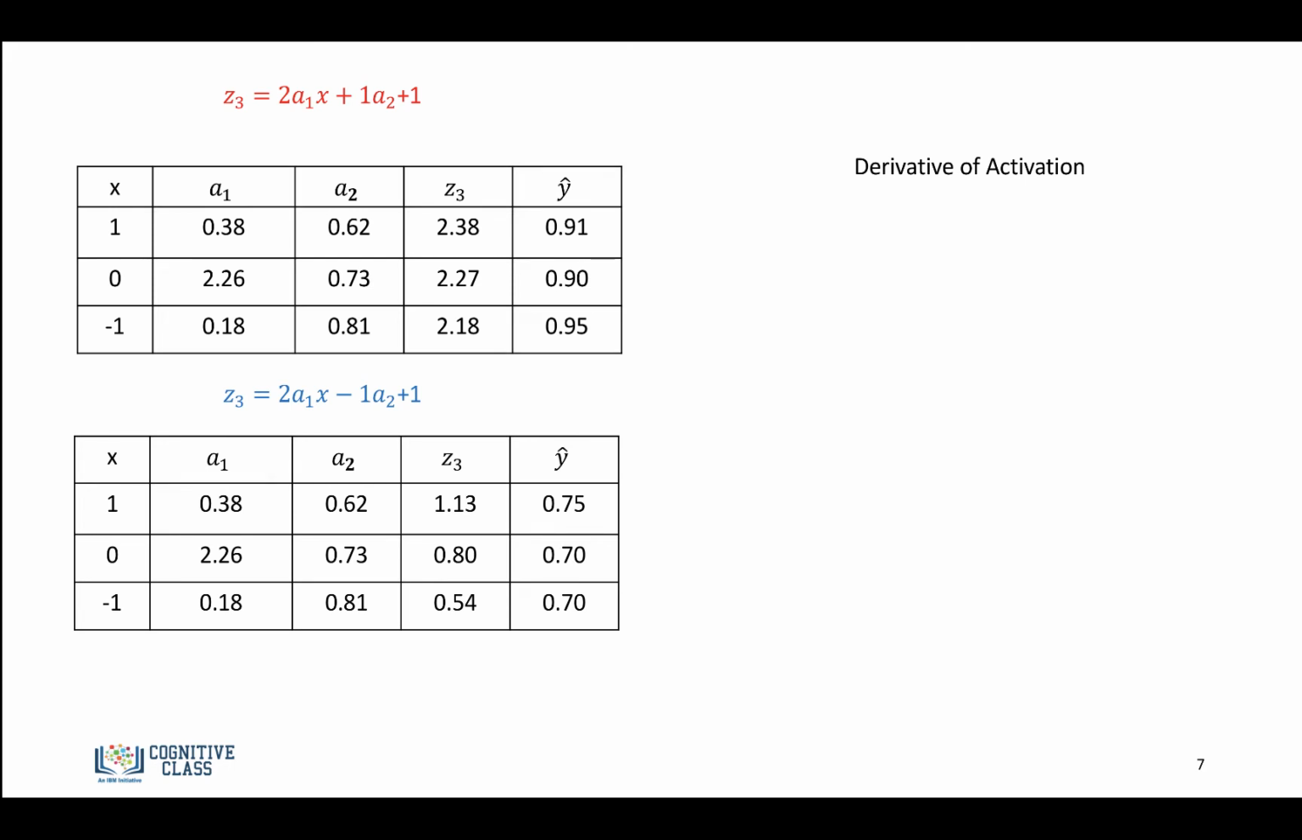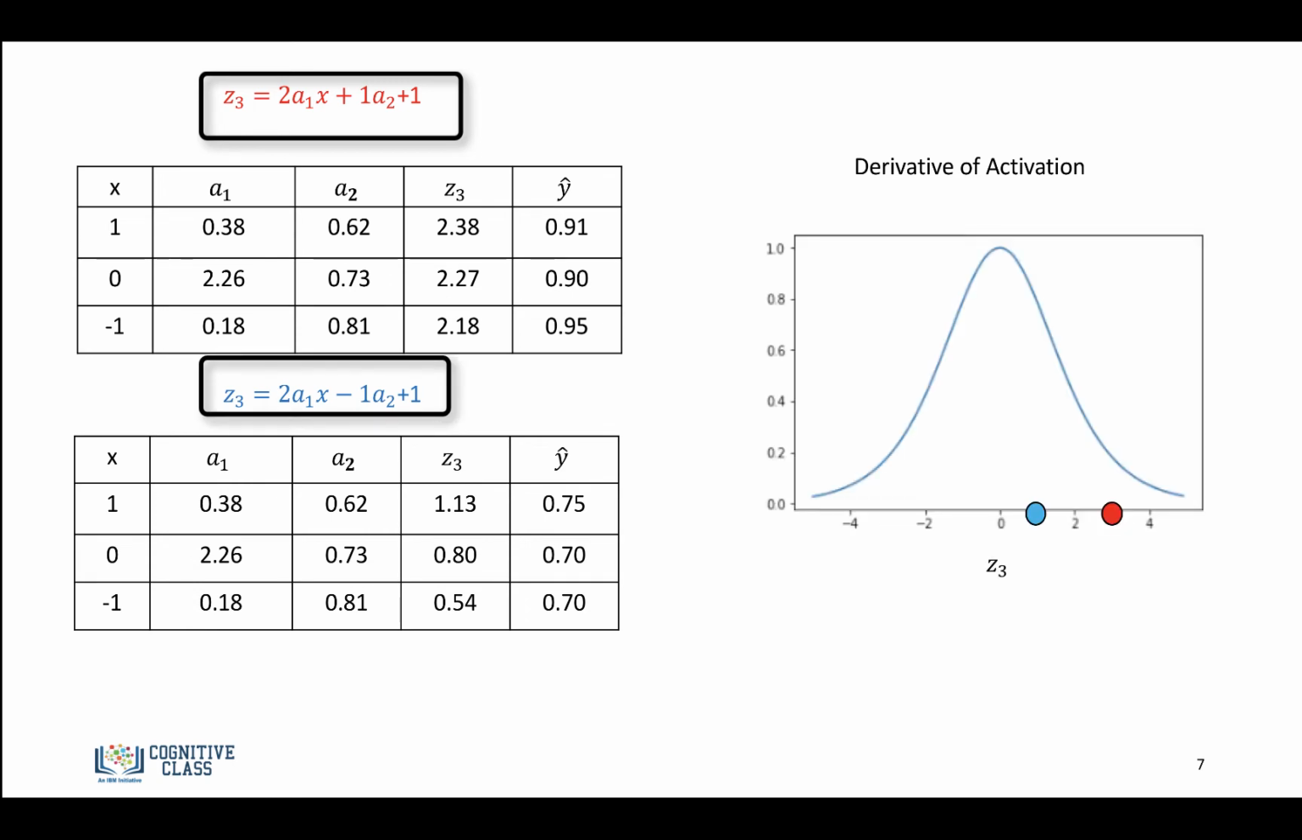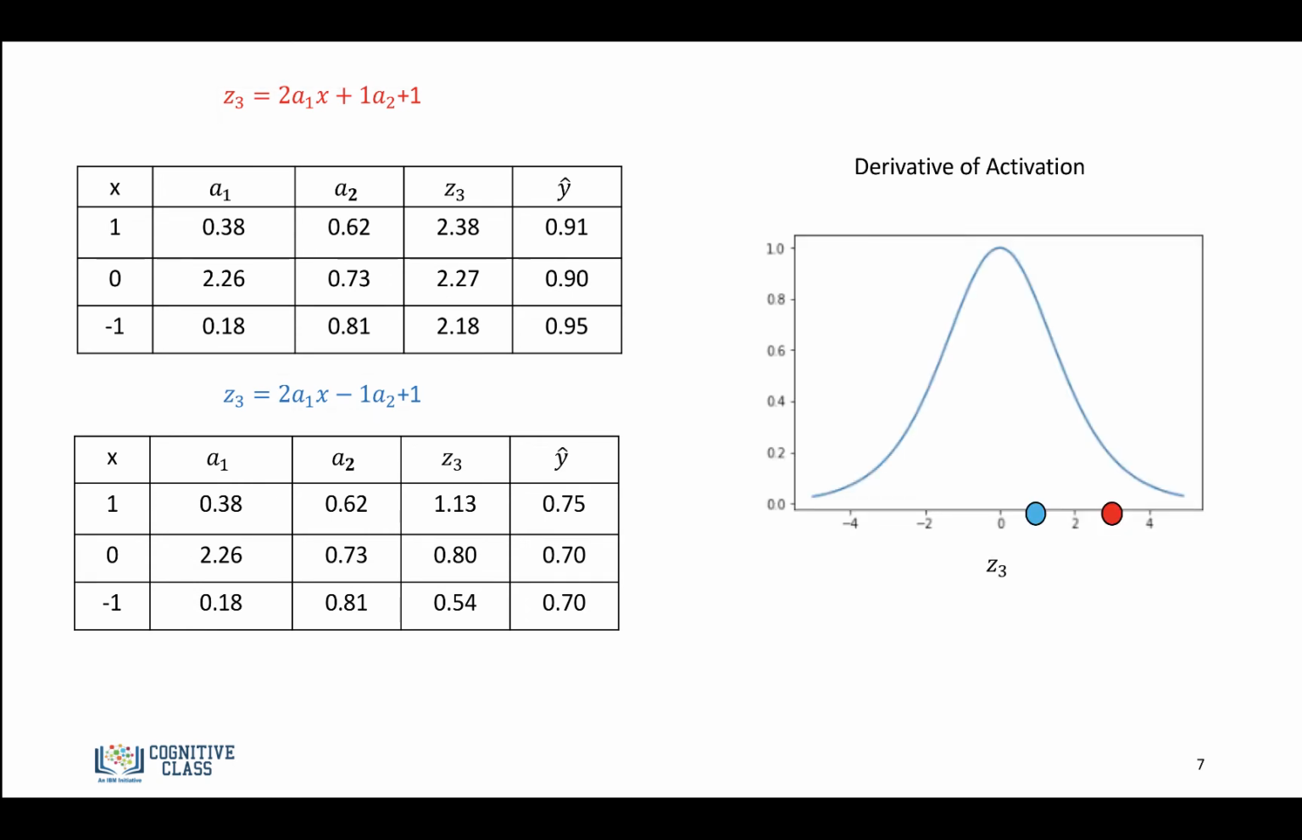So here we have two networks, and as you can see, this one has +1 and this one has -1. We'll use these values of Z3, and we'll look at the derivative of our activation function. Now, as you can see, the input with the red value seems to be suffering from the vanishing gradient problem, i.e. the derivative values of our activations are relatively small. Let's see how the shape of the neural network will affect this problem.